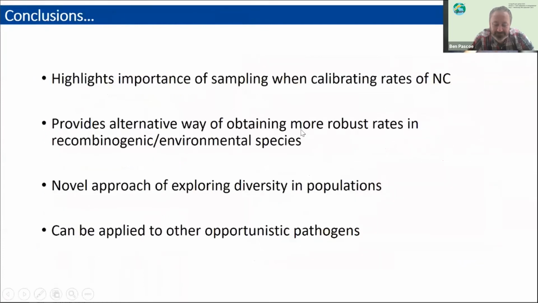So in conclusion, our approach highlights the importance of sampling when calibrating rates of nucleotide change. It provides an alternative way of obtaining more robust rates in recombinogenic or environmental species. It's a novel approach of exploring diversity in populations, and this can be applied to other opportunistic pathogens, which is something that we're working on.